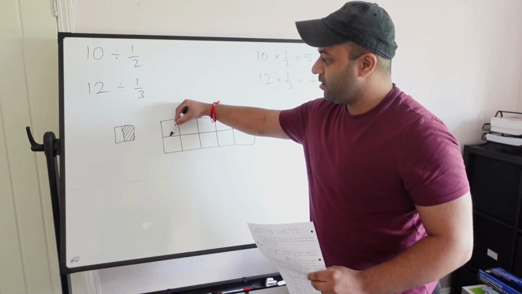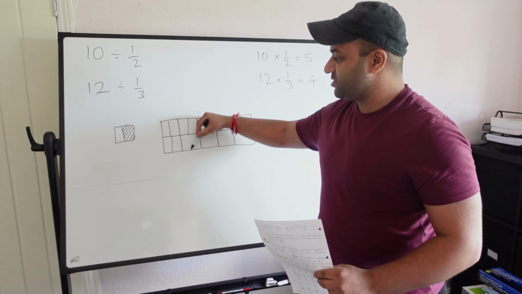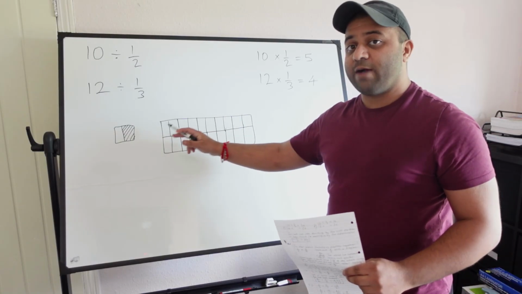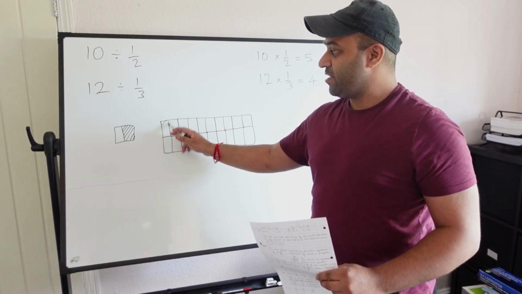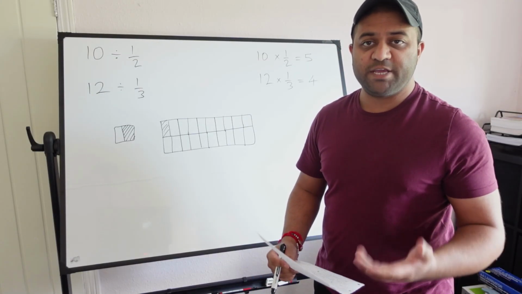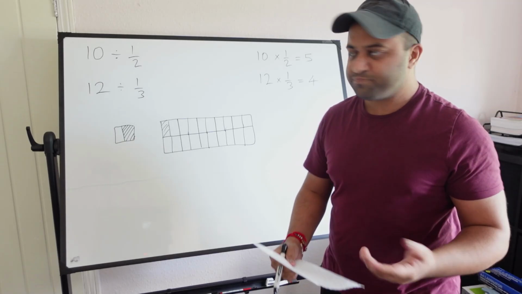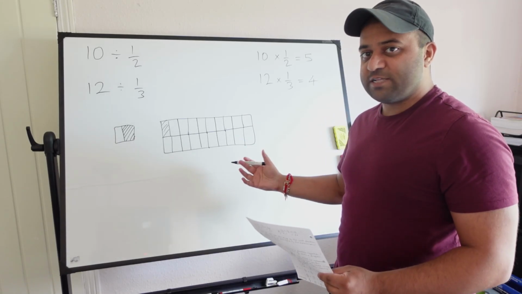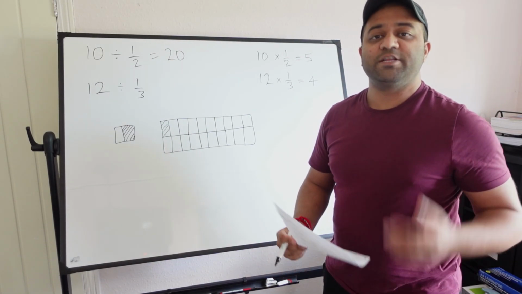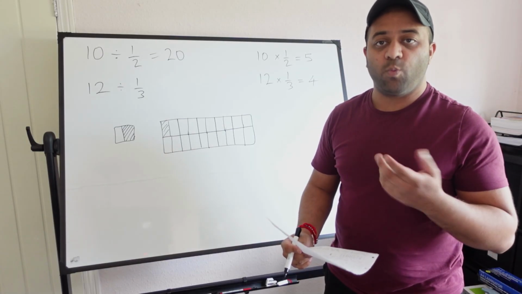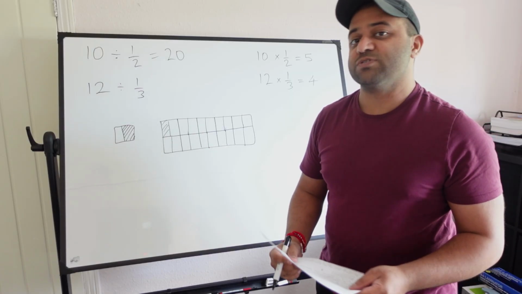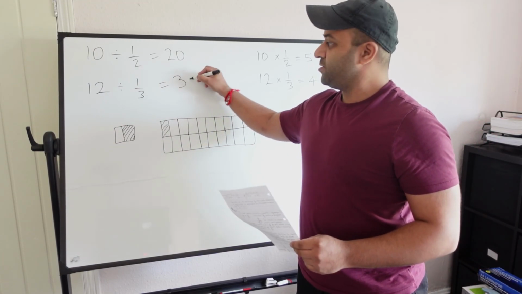And so I can split each of these into a half, and we can count up each of these pieces and see that we have 20 halves that make up the 10-piece chocolate bar, or the 10-piece rectangle. So we can visually see that this answer is 20. Now, I invite you to try the same thing with 12 divided by 1/3, and if you've done it correctly, you should see that this results in 36.